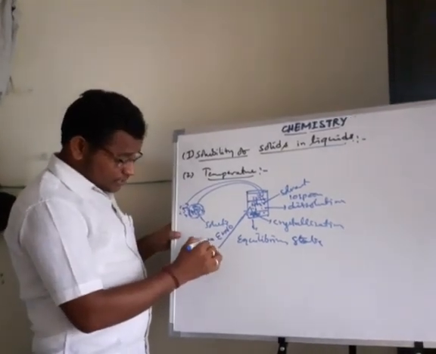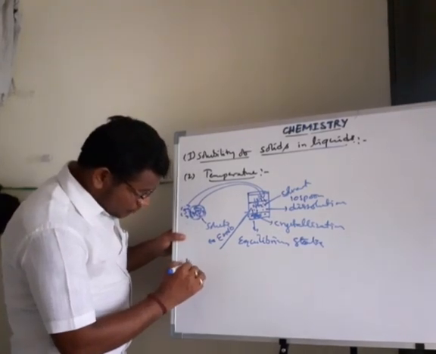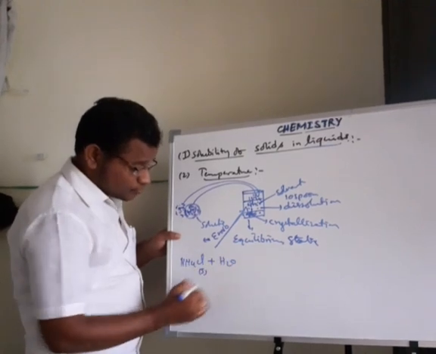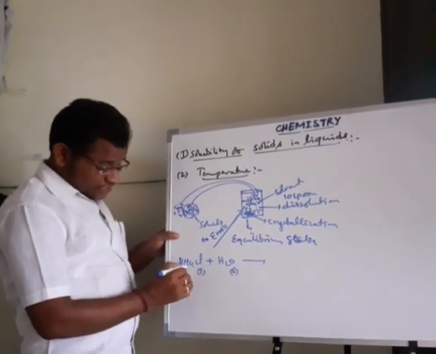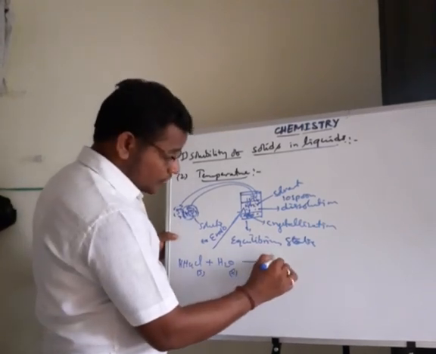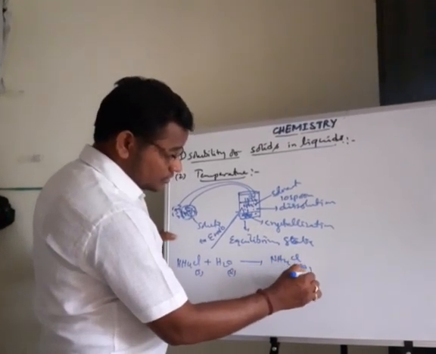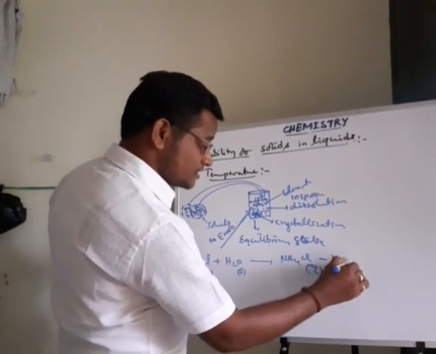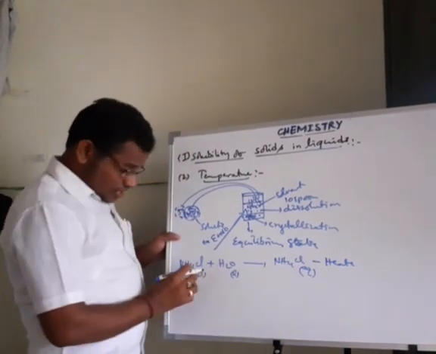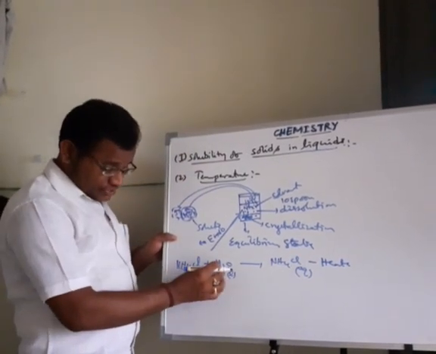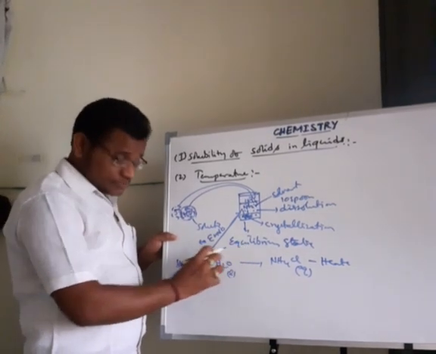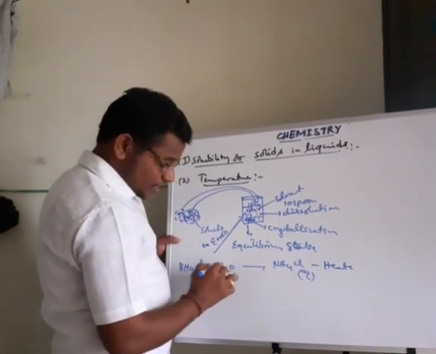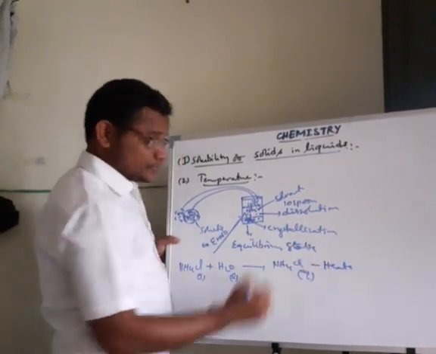I will explain some examples for the endothermic process. You take solid ammonium chloride, NH4Cl. That NH4Cl solid is added to liquid water. Then what happens? NH4Cl dissolves in the water to form NH4Cl aqueous solution and also releases minus heat. Minus heat here means that when ammonium chloride is added to the water, some amount of heat is absorbed from the surrounding.